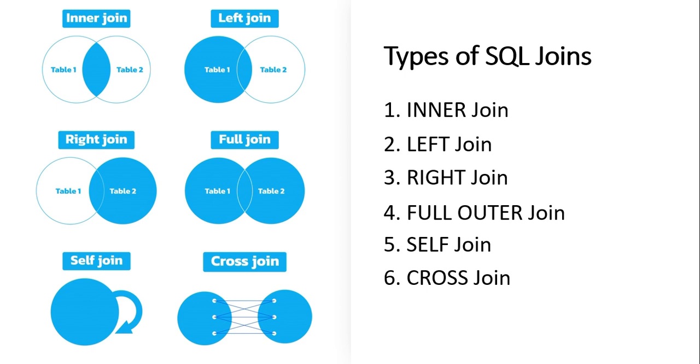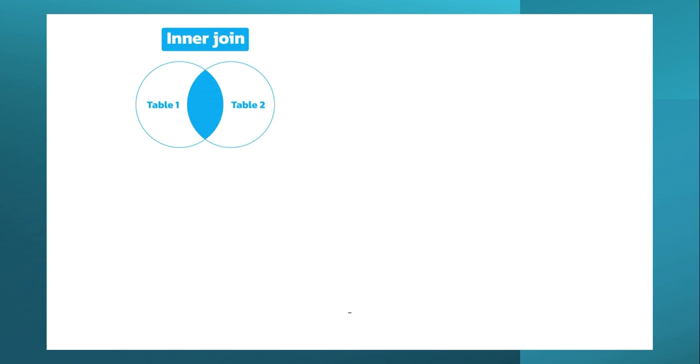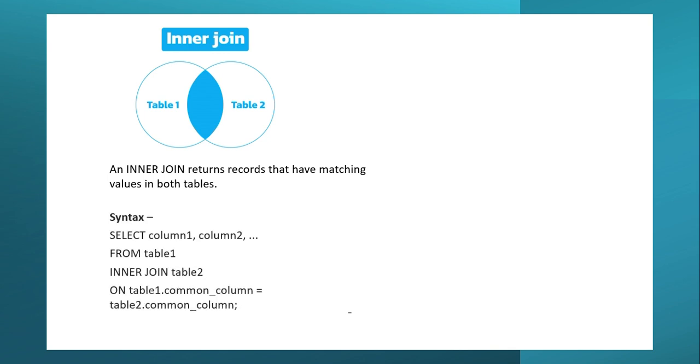So that's all about the types of SQL joins. Let's now understand each join in detail. Let's start with the inner join. As we discussed, the inner join returns records that have matching values in both the tables. Let's now look at the syntax of the SQL inner join.